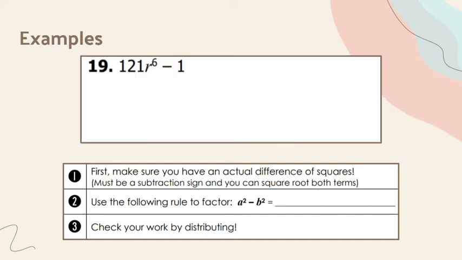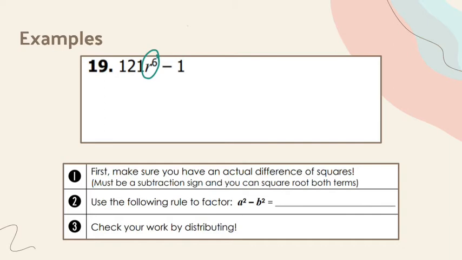Now we've skipped down to number 19. We have 121r to the 6th. 121 is a perfect square. The square root of it is 11. And r to the 6th is a perfect square because we can do r to the 3rd times r to the 3rd. When you multiply with the exponents, you add them, and this equals r to the 6th. So when you take a square root of something with an exponent, you divide the exponent by 2.